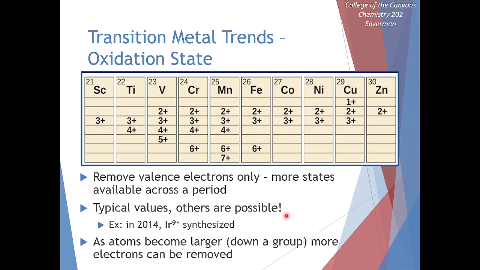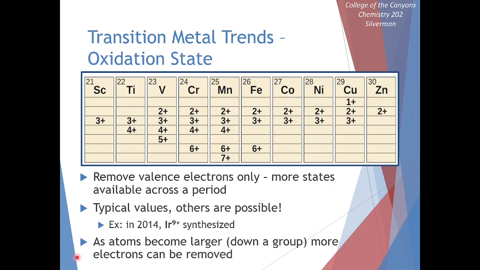In fact, more are being forced and discovered as we go along. In 2014, iridium +9 was synthesized. So even beyond the ones listed on this chart, others might be possible, but they're going to be harder to get.